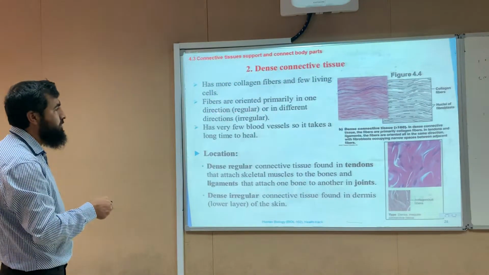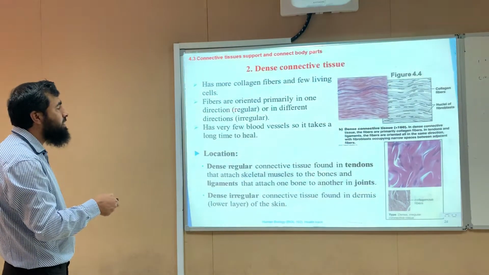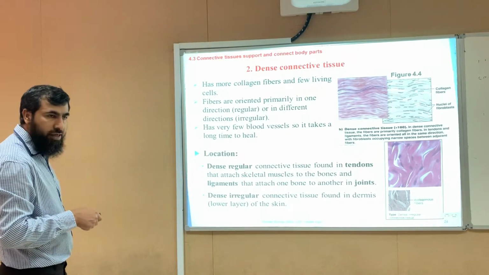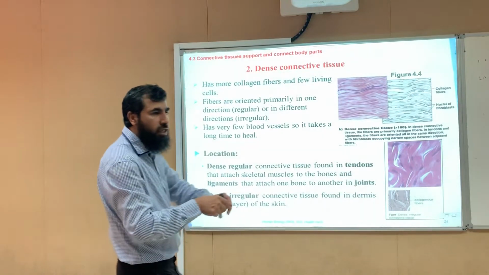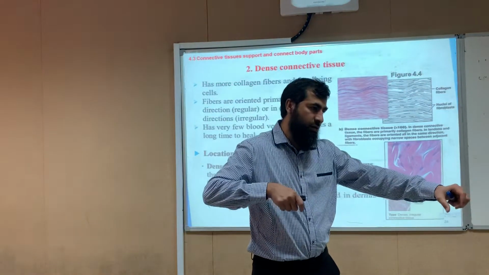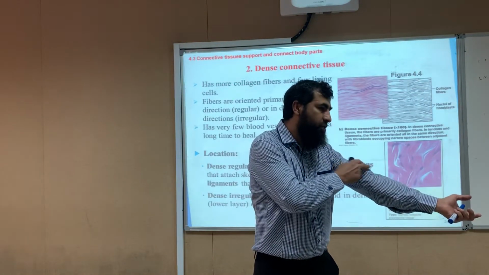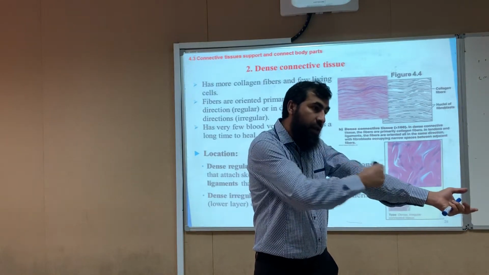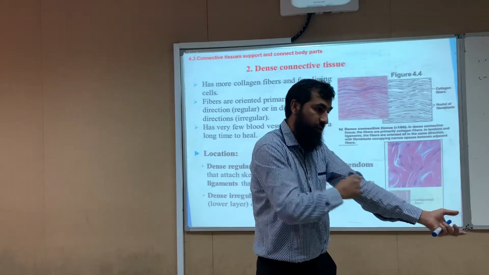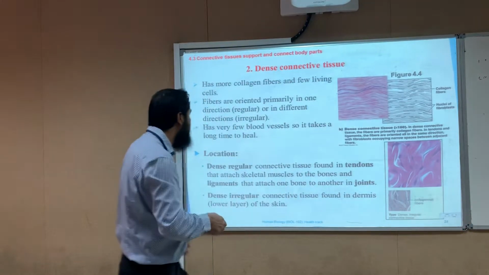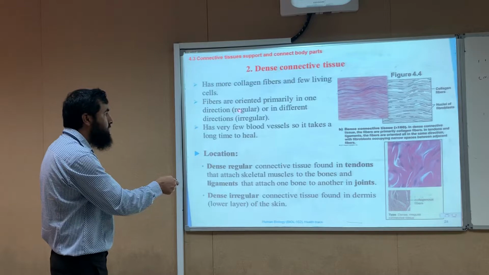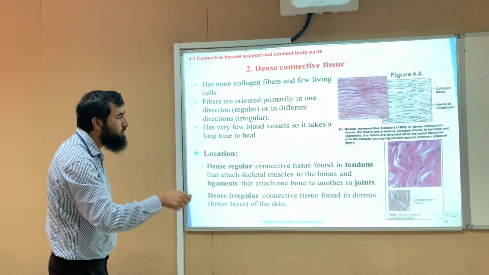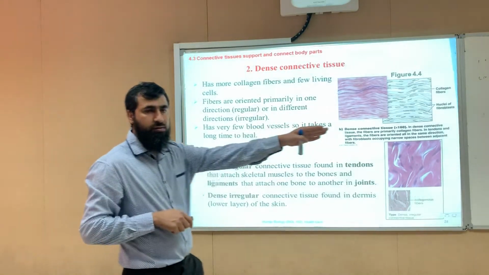In one direction, okay? So we find that in this type of tissue, in the tendon, it's very important because the pulling is in one direction. When the muscle pulls, it's pulling this way, it's not pulling that way, correct? So the fibers have to be aligned in that direction to give it strength. Parallel, in one direction. So we call this type of dense connective tissue regular because the fibers are all arranged in one direction.